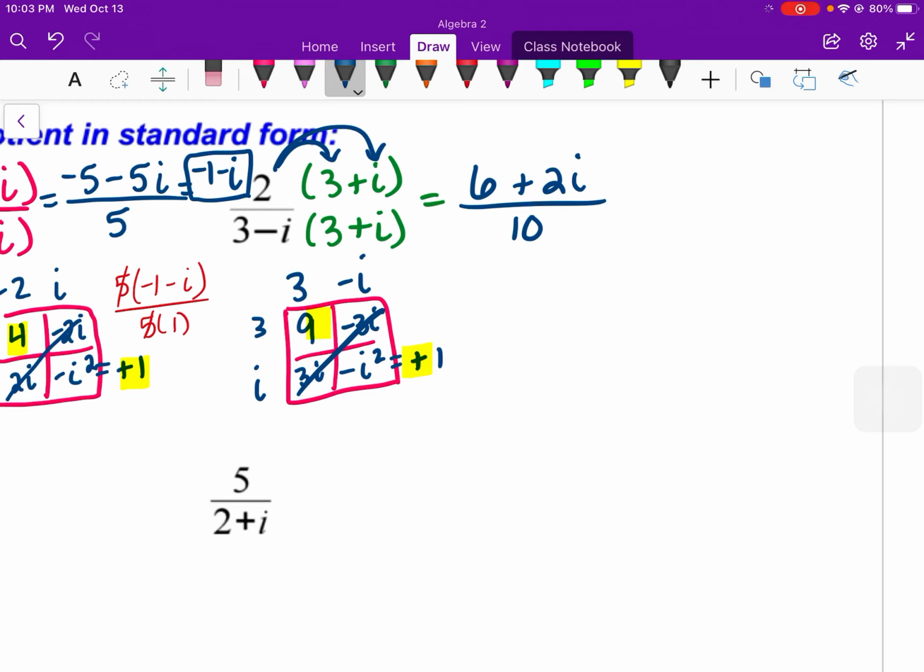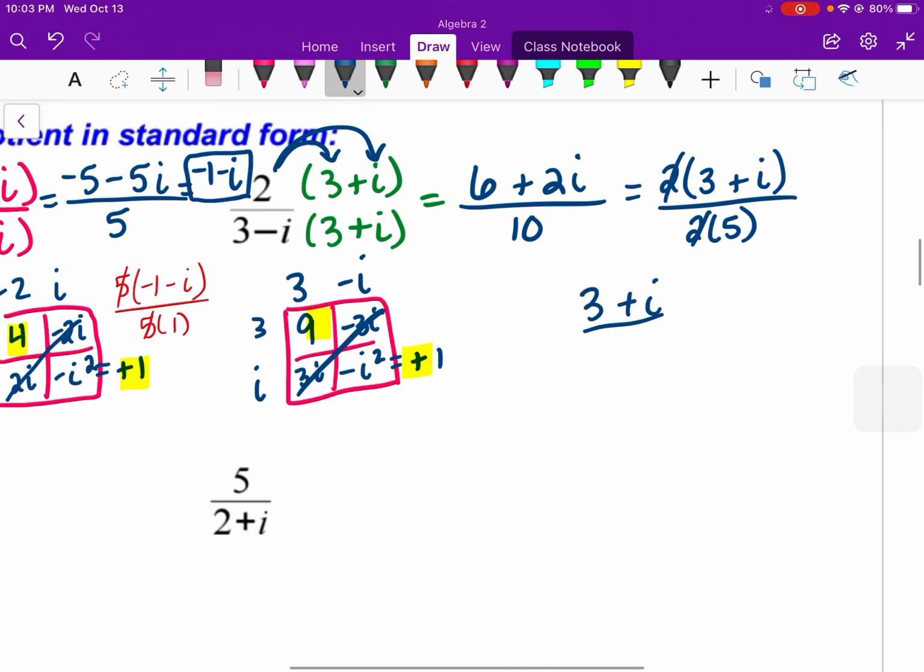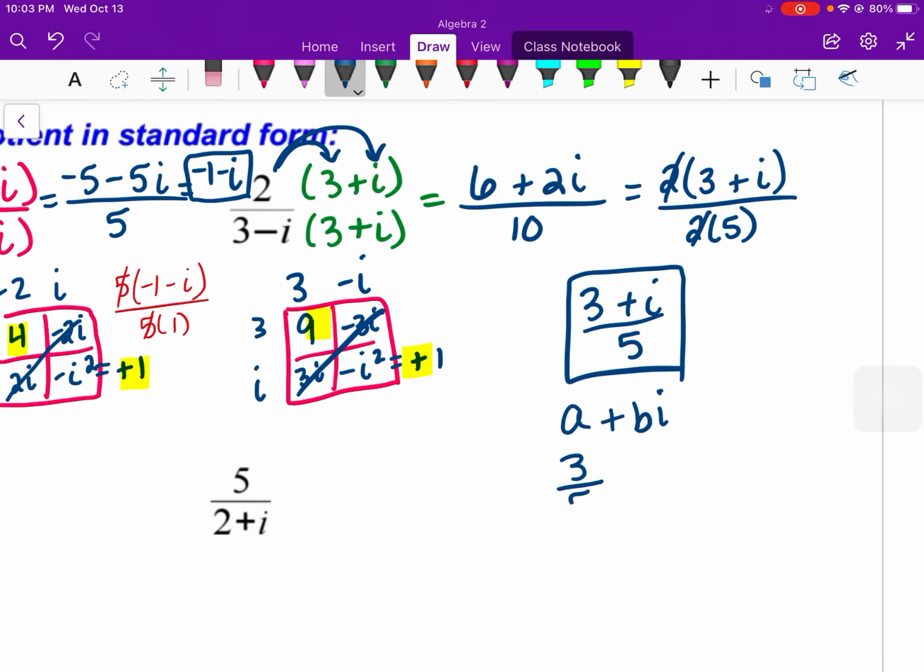Now these are all divisible by 2, so I can factor 2 out from the top, and then if I divide a 2 out, I'm going to be left with 3 plus i, dividing both terms in the top by 2. Factor out a 2 on the bottom, that's 2 times 5. So you're taking that 2 out, I'm left with 3 plus i over 5, which can be written like that. If I want it in standard form, a plus bi, then that's 3/5 plus, this is a 1i, 1/5 i. So the real part is the 3/5, and the imaginary part is 1/5 i.